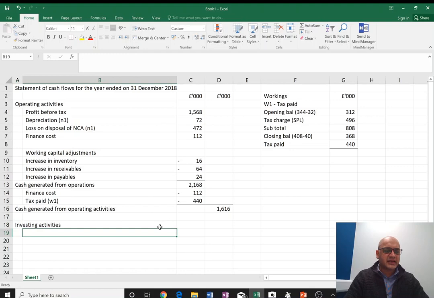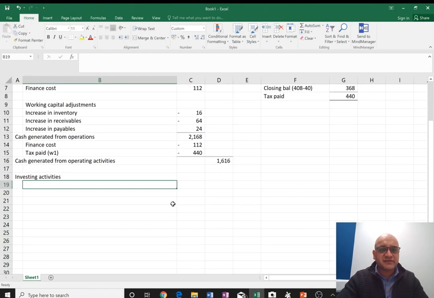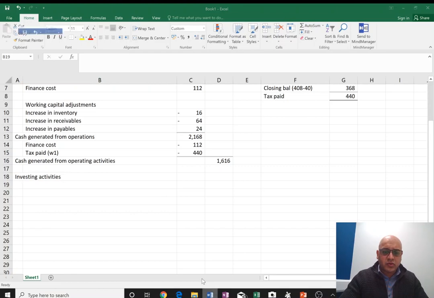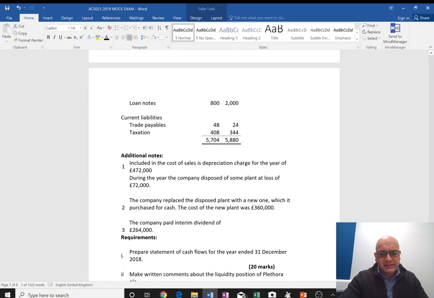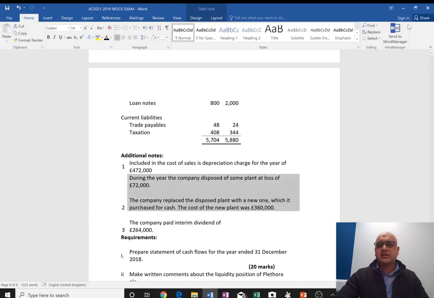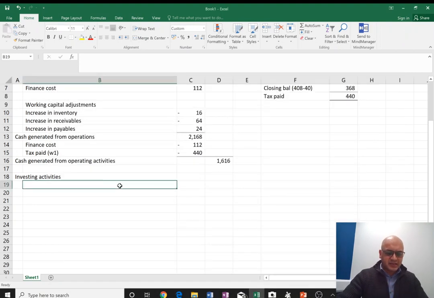Okay. And investing activities, primarily, we want to find out how much cash we are spending on the purchase of non-current assets, how much cash we are generating through sale of non-current assets, and any investment income. If you have made long-term investments, how much income they have generated through that. Right. So we know from the question, note number 2, I guess. Yes. Note number 2 says we bought some plant for 360 for cash. So let's start with that.